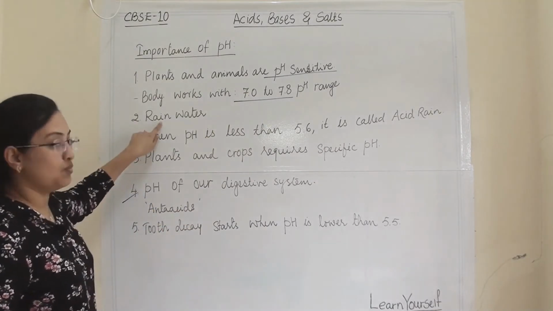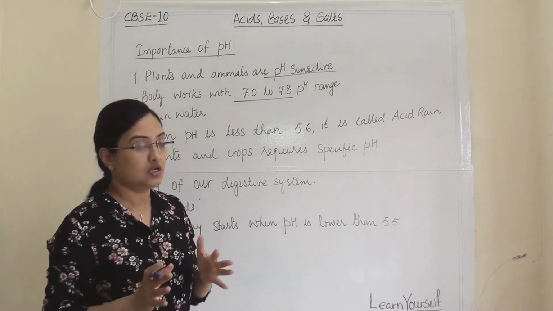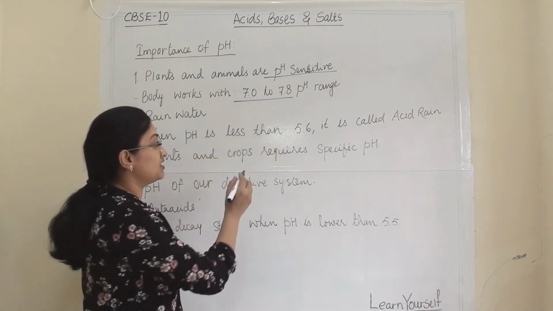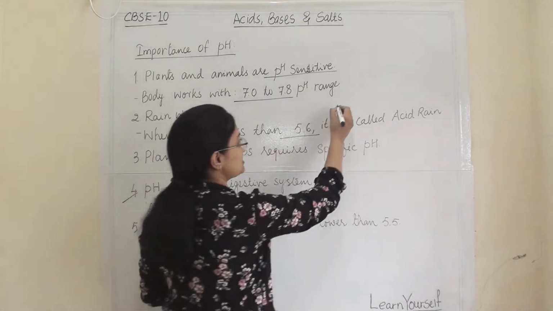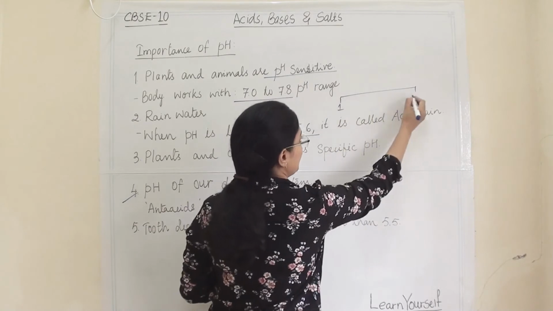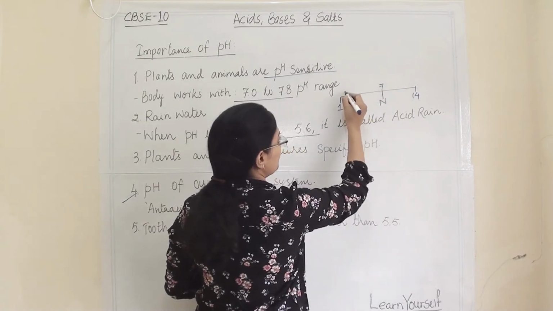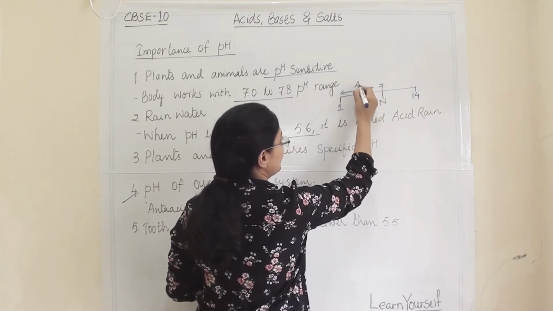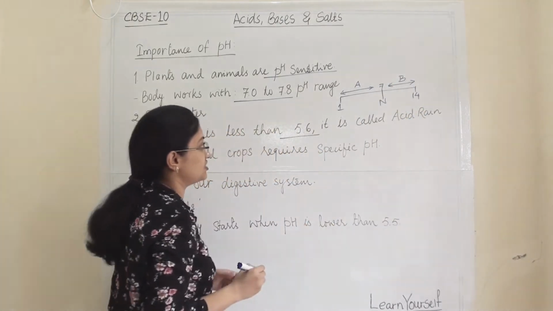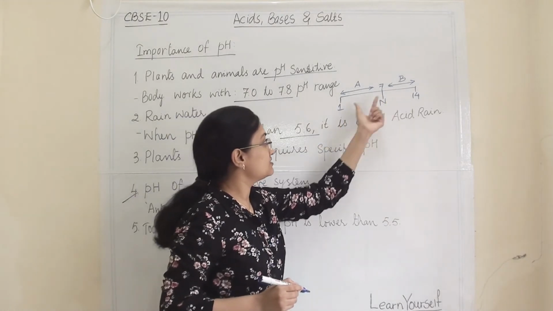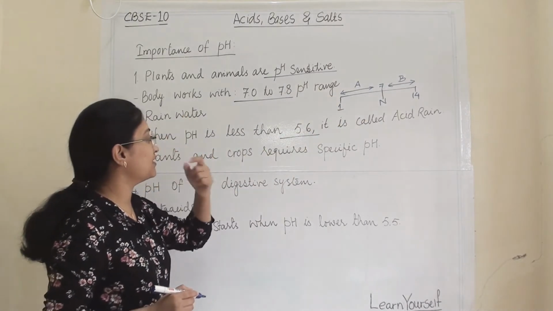Second point is rainwater. Rainwater should ideally be neutral. If the pH of rainwater is less than 5.6, we have discussed earlier that this is our pH range, 1 to 14. 7 is a neutral pH. When we are talking about 1 to 7, it is the acidic pH range, and from 7 to 14 it is the basic pH range. All these are acidic solutions and all these are basic solutions. This we have discussed in one of my earlier videos.